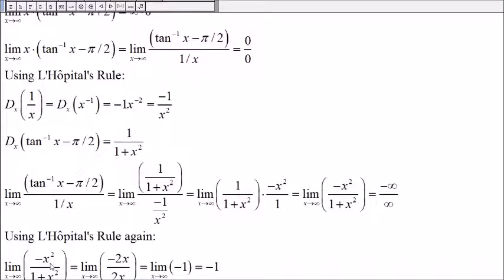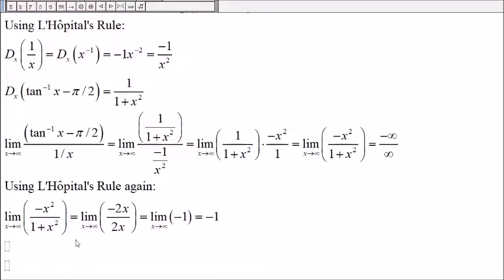Derivative of negative x squared is negative 2x. Derivative of 1 plus x squared is 2x. Negative 2x divided by 2x is negative 1. Limit of the constant negative 1 is just negative 1. This is the answer.